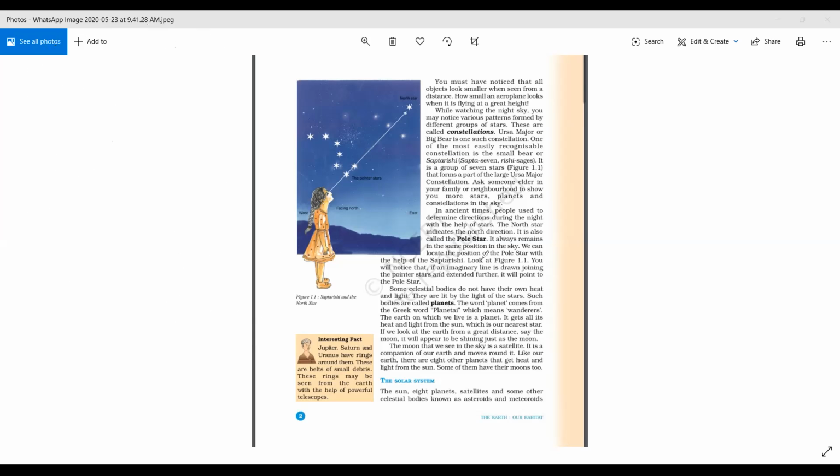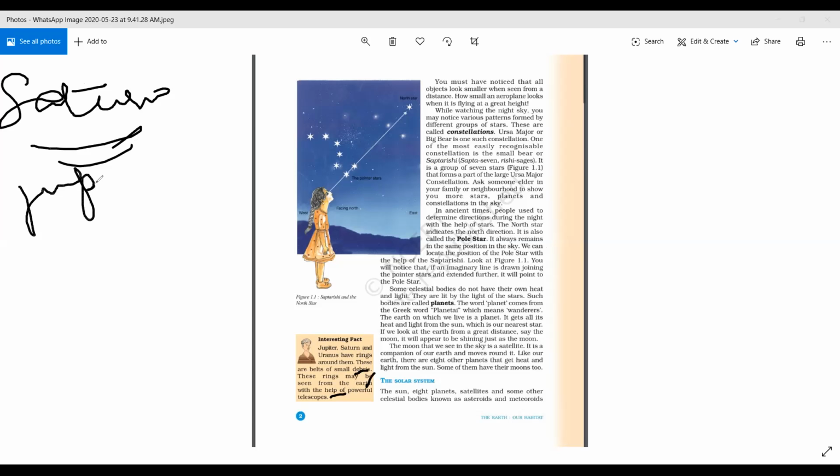Then the next thing is the solar system. Now let's start. Jupiter, Saturn, Uranus have rings around them. These are belts of small debris. These rings can be seen from Earth with the help of a powerful telescope. Now we say that only the planet Saturn has rings around it, but no, Saturn, Jupiter, and Uranus, these three planets have rings around them.